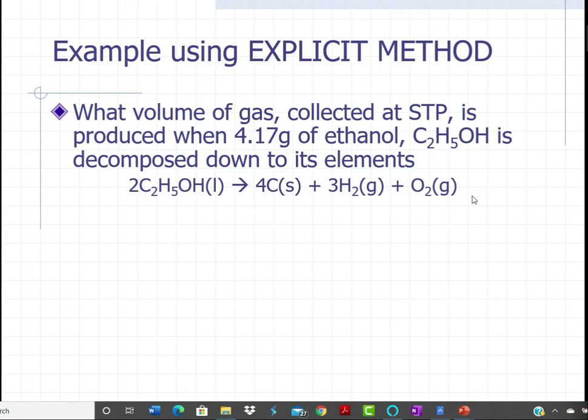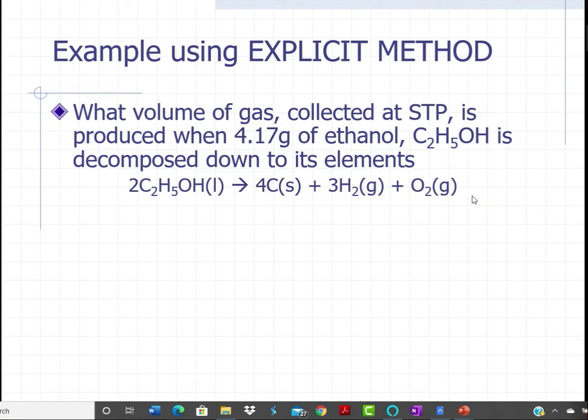When you do this last reaction, this is the decomposition of ethanol down to its elements. It's going to break into three elements: carbon, which is a solid, soot, charcoal, coal, graphite, whatever, it's a solid. And then hydrogen and oxygen are both going to be released together. It's not like there's one piece that shoots off hydrogen, another part shoots off oxygen. It's all together.